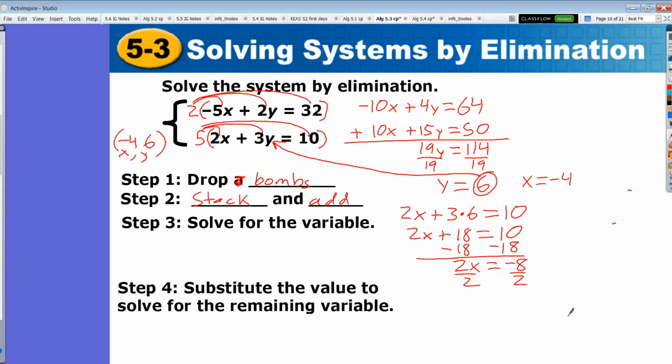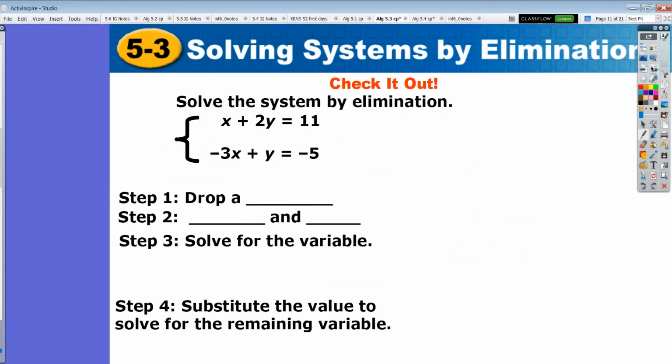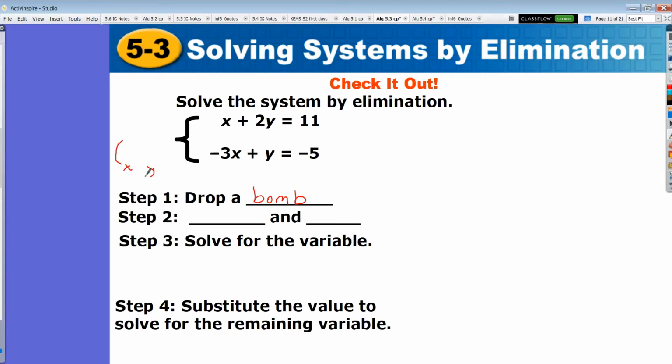See if you can figure out what bomb it is that you're going to drop onto one of these equations. Okay, I'll help you out. I'll get you a start. So we're going to drop a bomb on this. We got our x coordinate and my y coordinate that I'm trying to find.